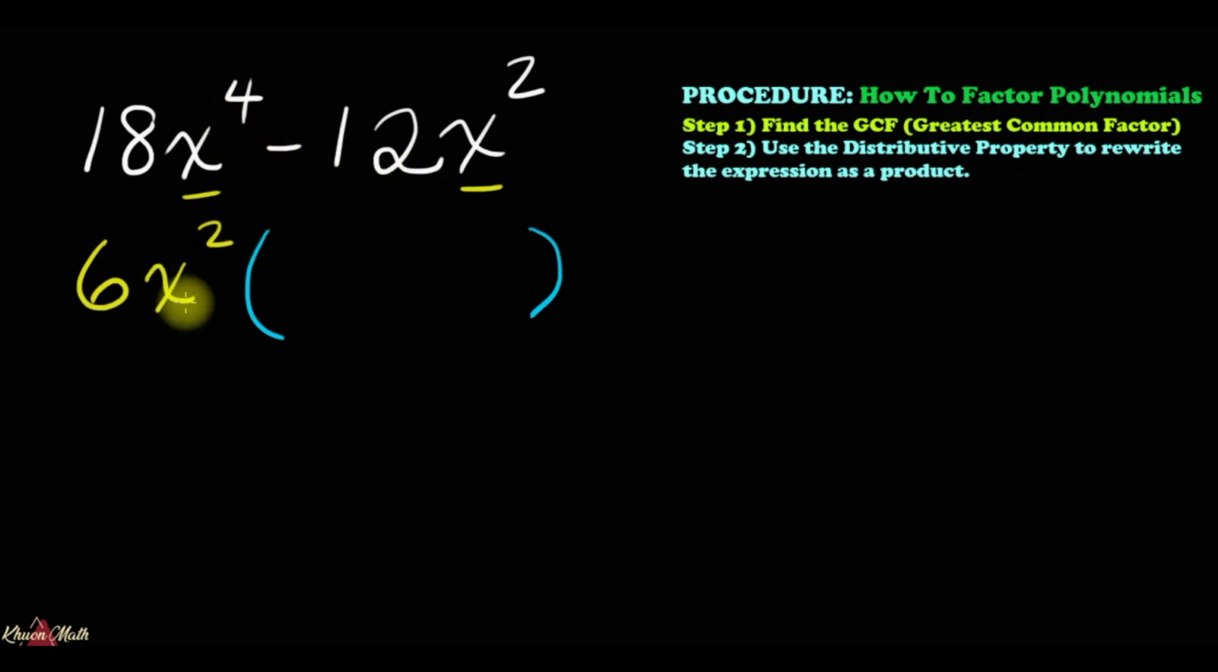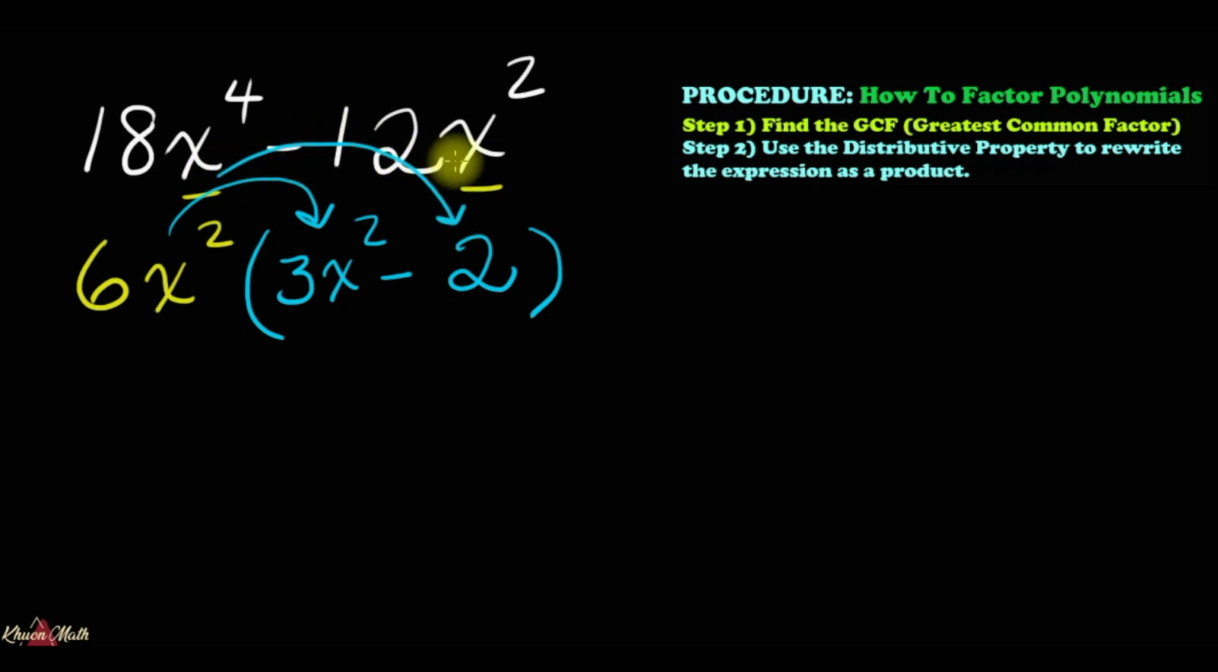So let's see. 6x squared goes into 18x to the 4th is 3x squared times. Okay? And you can check it. 6x squared times 3x squared, you get 18x to the 4th. And then minus, 6x squared goes into 12x squared 2 times. And again, you can also check it. 6x squared times 2 is 12x squared. So this down here, this is the factors of the top polynomial expression.